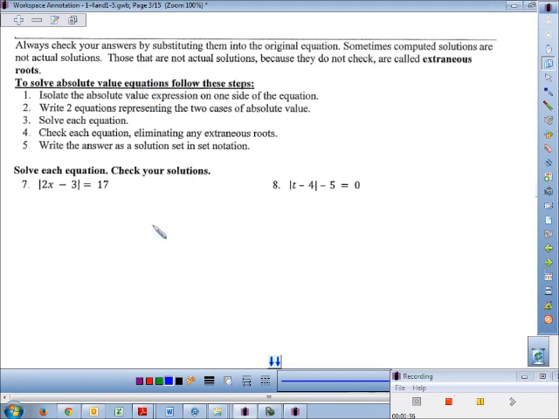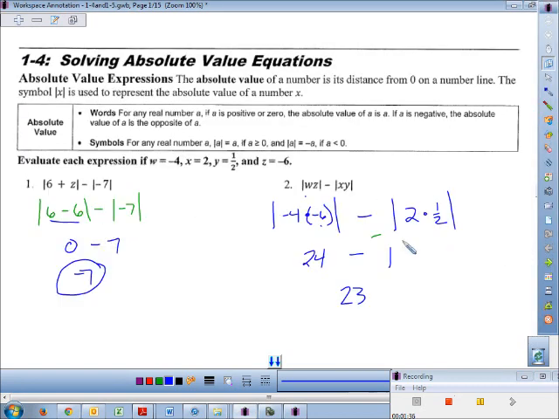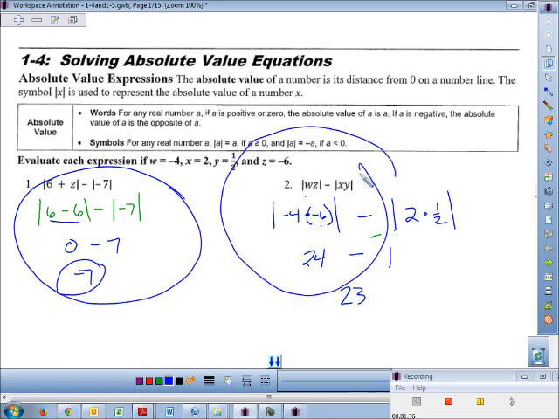Here's the process, my friends. We've got it nice and typed out for you. So when you're stuck in GPS or you're at home and it's like, oh my God, what is going on with these problems? This is the process to solve an absolute value equation. If we go back, these were not equations. They were just expressions. There's nothing to solve. We just simplified them. Cool?